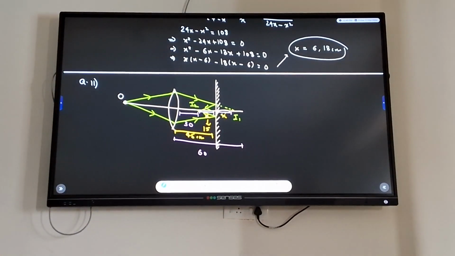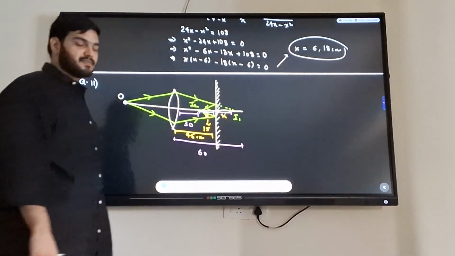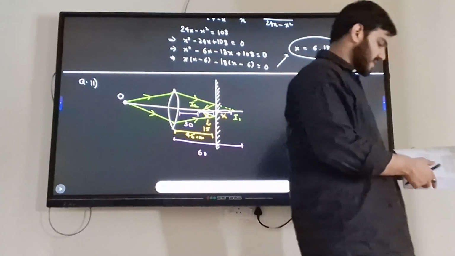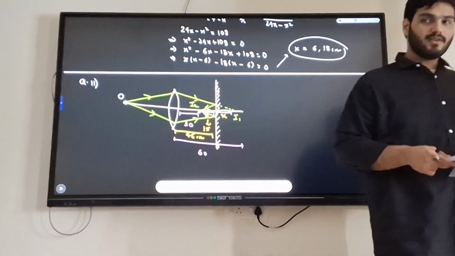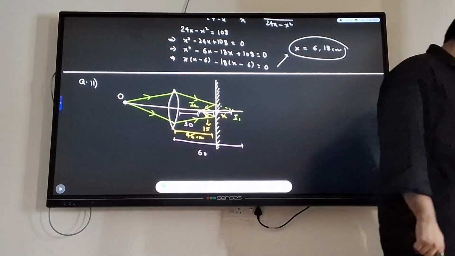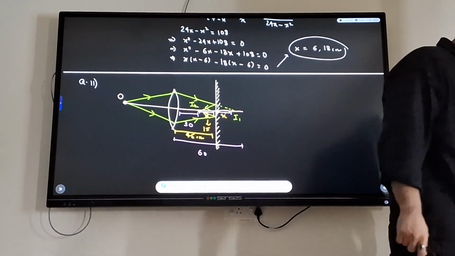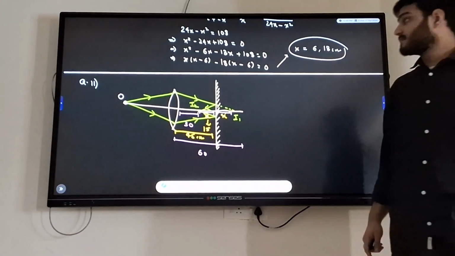There was no calculation at all. That's why you should be very careful with ray diagrams. We can go to the next question. Again a very simple question.